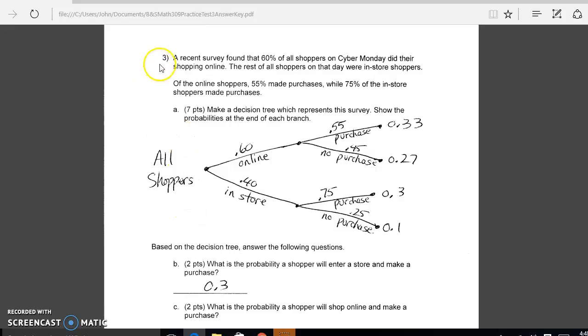So the survey, the first statement tells us that a recent survey found that 60% of all shoppers on Cyber Monday did their shopping online. The rest of all shoppers on that day were in-store shoppers. So that is telling us 60% of all shoppers were online and the rest, meaning 40%, were in-store. So we start at this node here on the left, and this represents all of our shoppers.